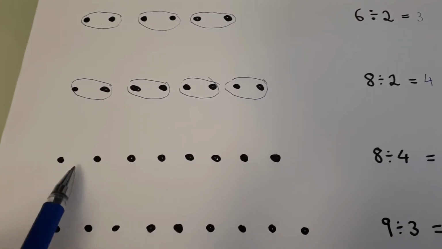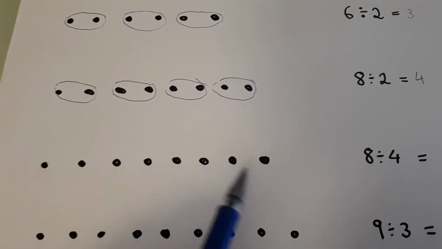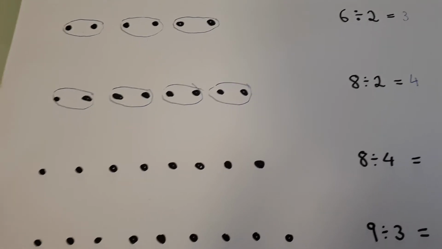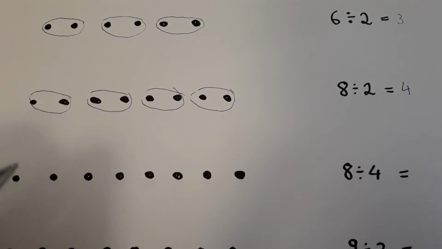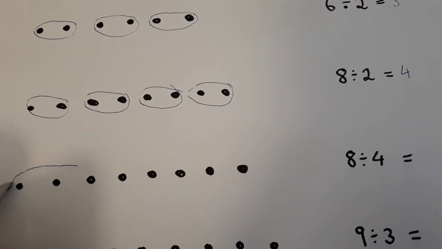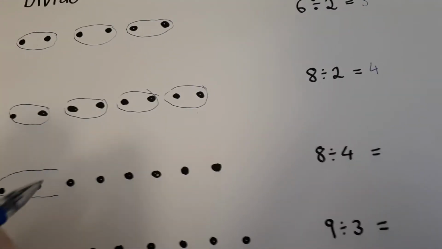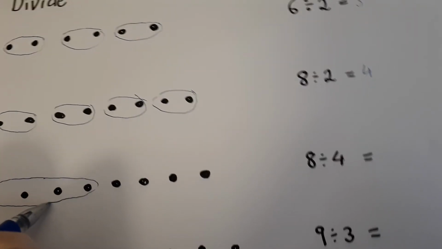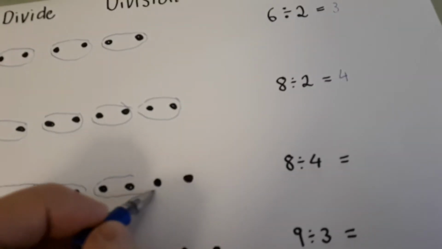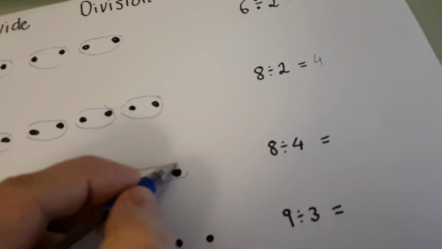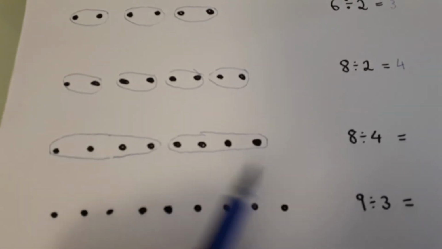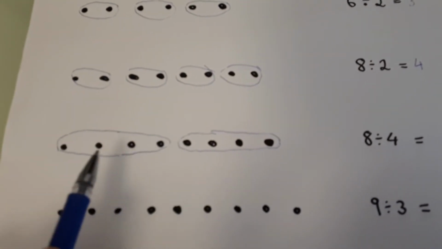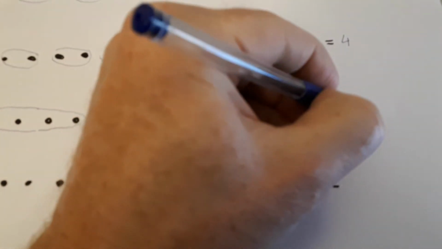Here's 8 dots again. 1, 2, 3, 4, 5, 6, 7, 8. I have 8 dots. And this time, my son asked me to make groups of 4. So let's make a group of 4. 1, 2, 3, 4. And 1, 2, 3, 4. Just about. Okay, so if you look there, I have 8 dots. I had to make groups of 4. I've made 2 groups of 4. So my answer here will be 2.